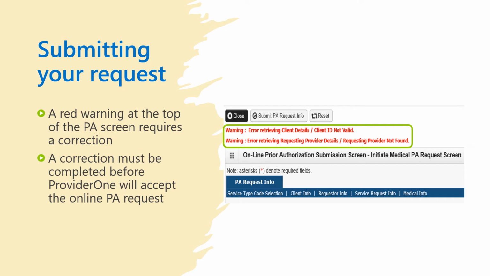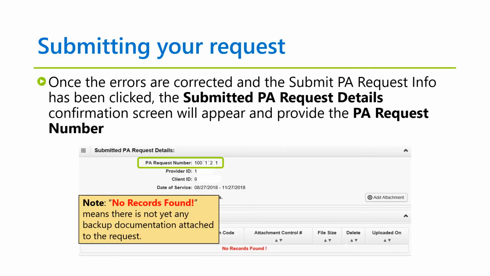Also, please note that clicking on Submit PA Request Info does not submit your request. You still have a few more steps to complete before submitting the final request. If no errors or the errors have been corrected, you will see this screen after clicking on the Submit PA Request Info button. This is the Submitted PA Request Details confirmation screen, and it will provide the PA request number that will need to be used on claims after the request has been approved.